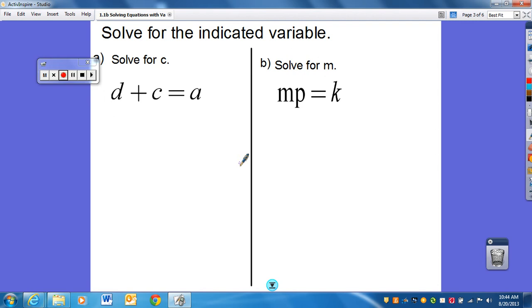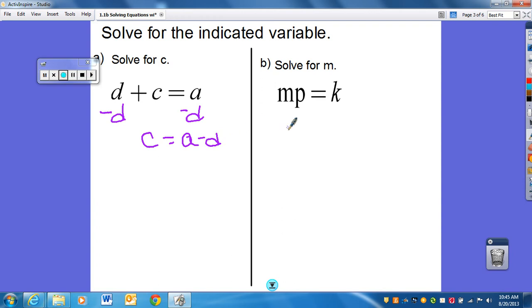Our first example is an equation that says d plus c is equal to a. Our directions say that we want to get the c by itself to solve for c. So what we want to do is to get rid of or move the d. Since the d is positive, we're going to use opposite operations. We're going to subtract d from both sides. Well, d minus d is 0, so that now leaves me with the c by itself. And on the other side, we'll have our expression, which is a minus d.